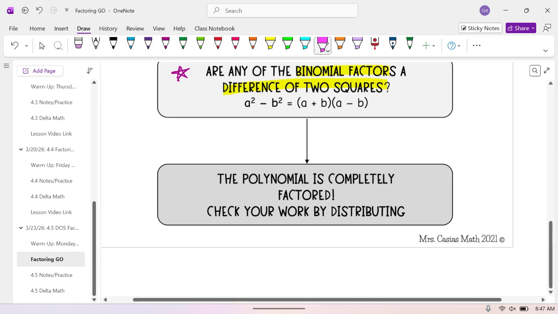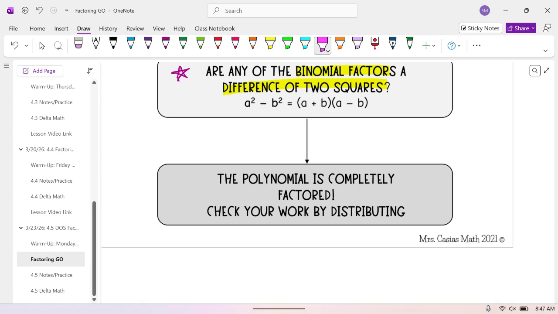Then, if you think you've done factoring, so you don't have any more GCFs, you don't have any more difference of 2 squares, you don't have anything else you can do, then your polynomial is completely factored. And remember, you can always double check your work by doing a quick FOIL or box method back.